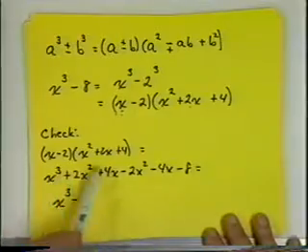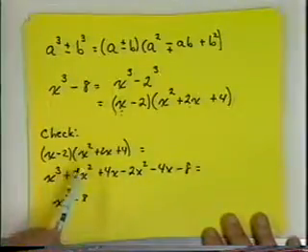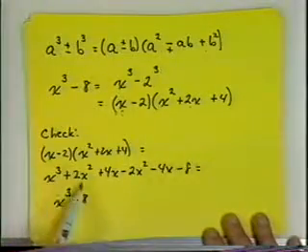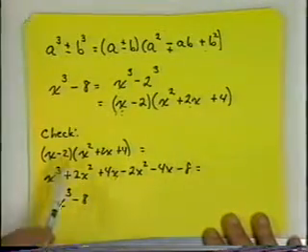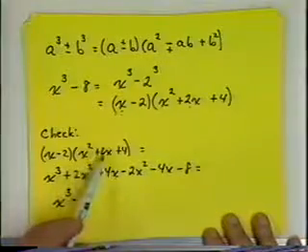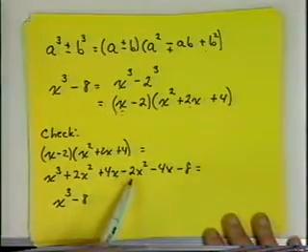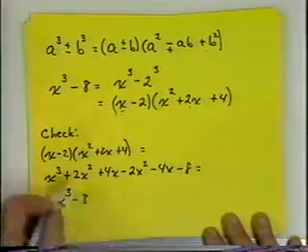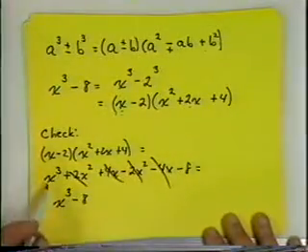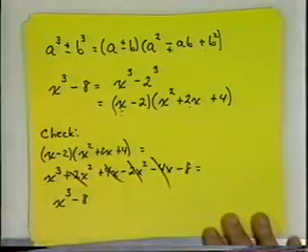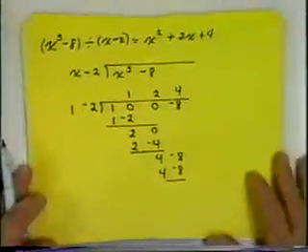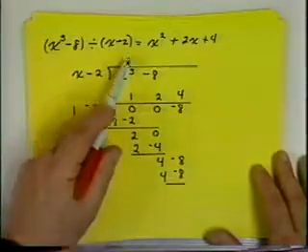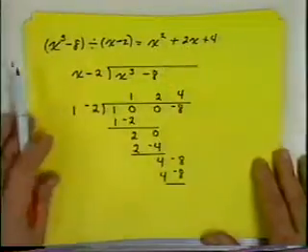By the way, as a check, we can multiply this whole thing out. If x multiplies x squared plus 2x plus 4, we get x to the third plus 2x squared plus 4x. If negative 2 multiplies x squared plus 2x plus 4, we get negative 2x squared minus 4x minus 8. Everything cancels out over here, except the x to the third and the minus 8. So in the language of division, x to the third minus 8 divided by x minus 2 is x squared plus 2x plus 4.